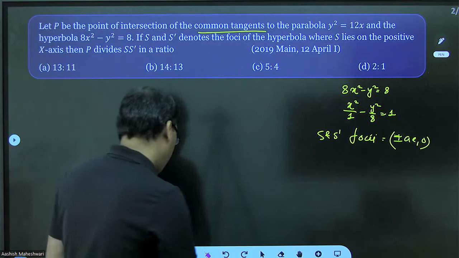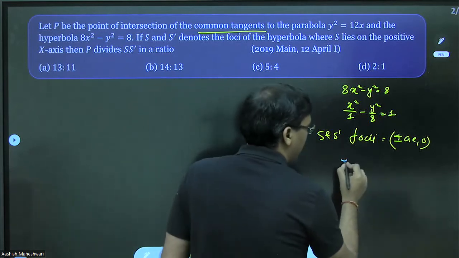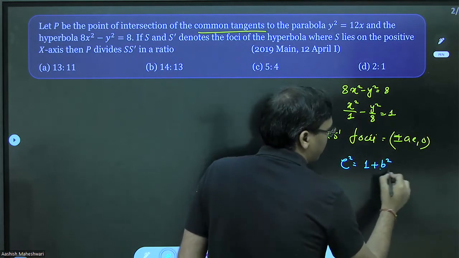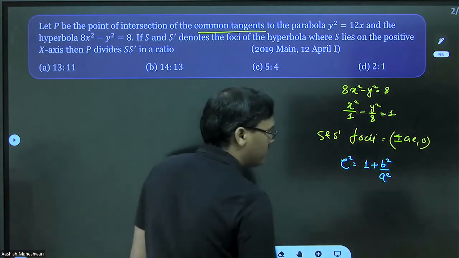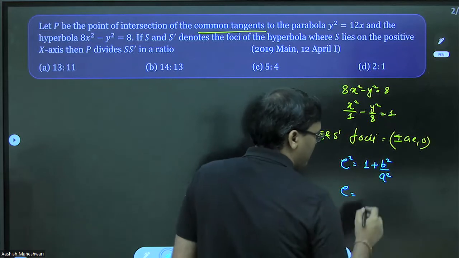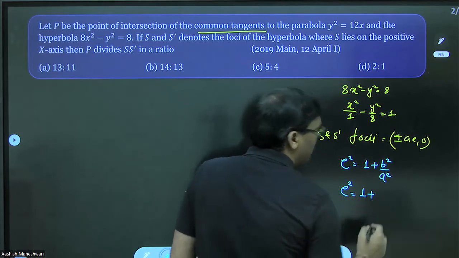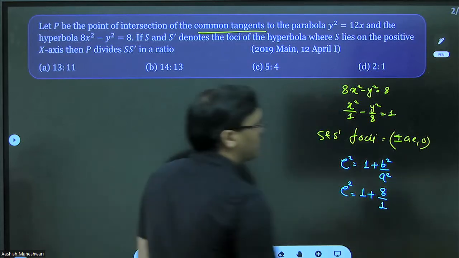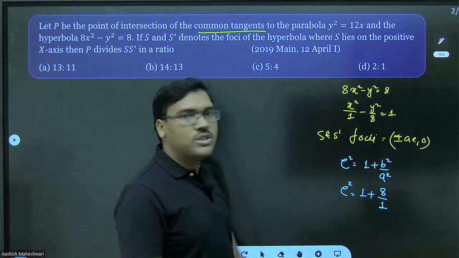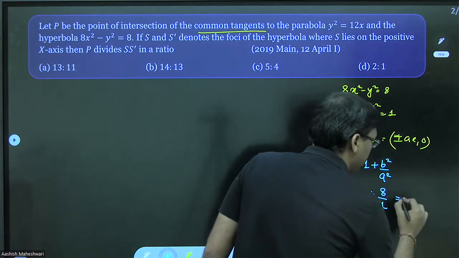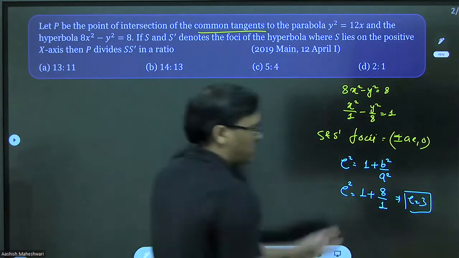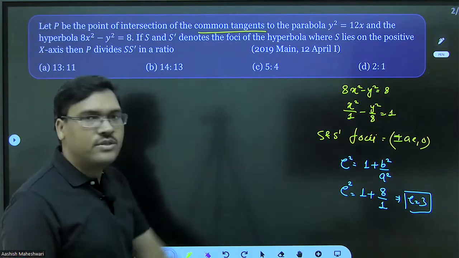Now what is the eccentricity of a hyperbola? E square is equal to 1 plus B square by A square. Here B square is 8 and A square is equal to 1. So E square is 1 plus 8, that is 9, and E is the square root of 9, that is equal to 3.